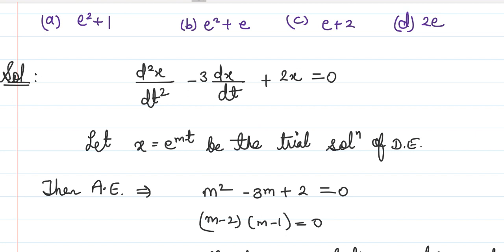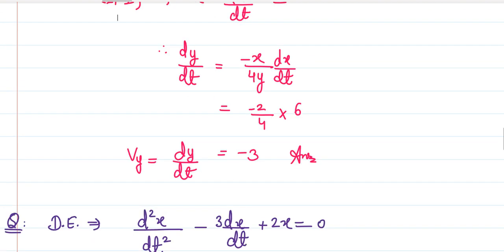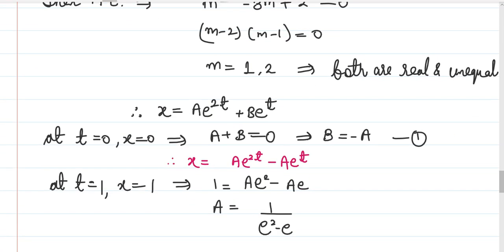So there will be two factors, (m minus 2)(m minus 1) equals 0, and you are going to have two roots there. One is m equals 1 and another one is m equals 2. So both are real and unequal.